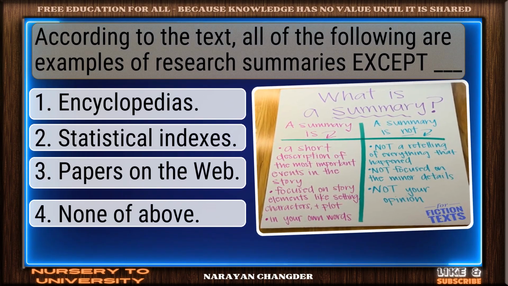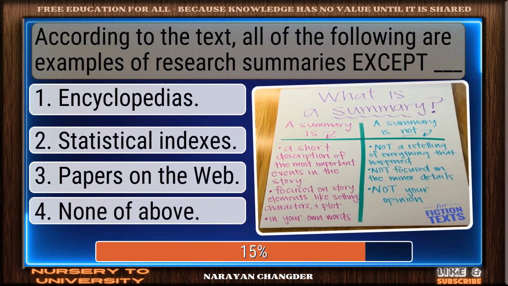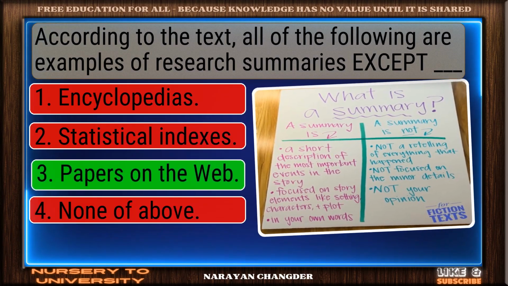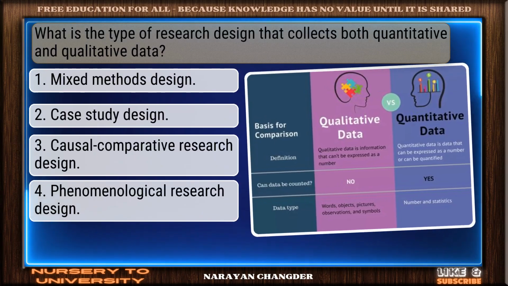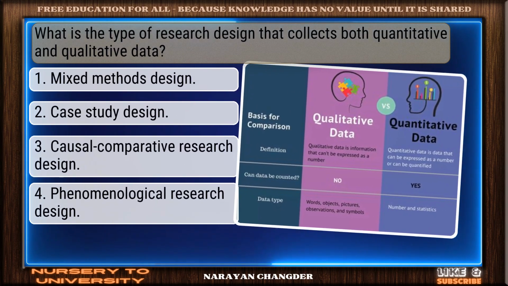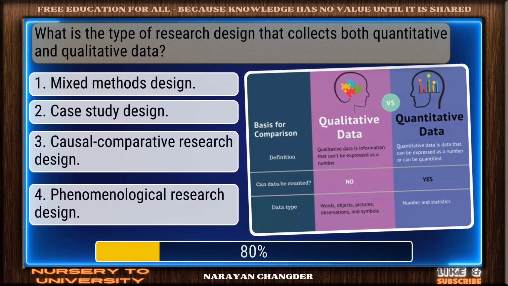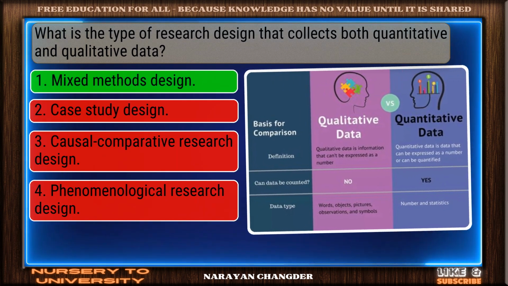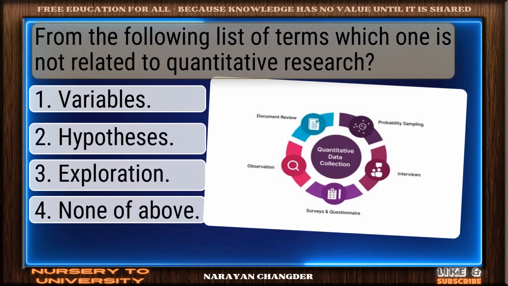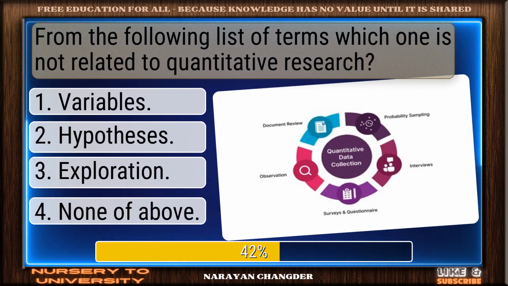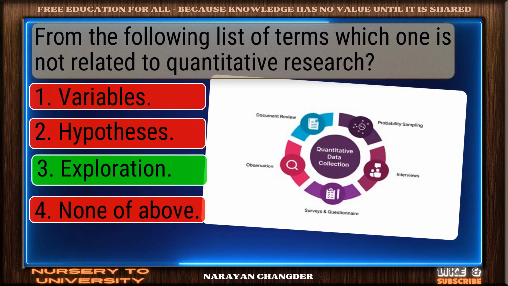According to the text, all of the following are examples of research summaries except papers on the web. Right again. Papers on the web is a valid answer. What is the type of research design that collects both quantitative and qualitative data? Excellent choice. Mixed methods design is the right answer. From the following list of terms, which one is not related to quantitative research? Good thinking. Exploration is the right answer.